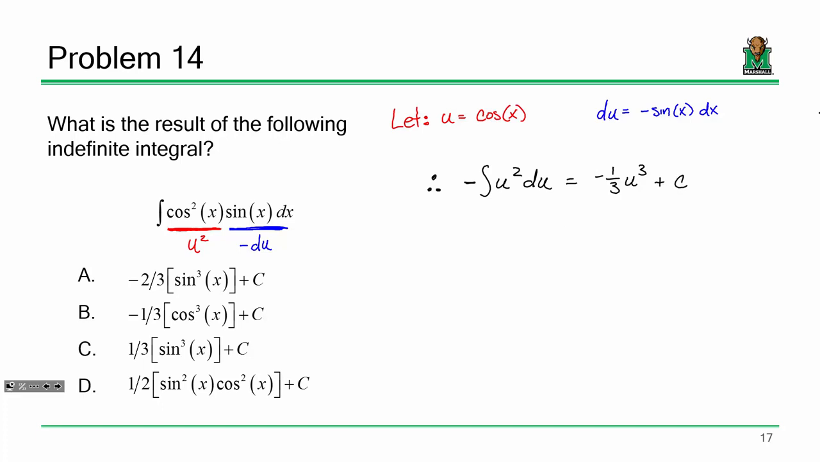And what is u? It's the cosine. So negative 1/3 cosine cubed of x plus c, and there's your answer. Not too bad, right? Again, pretty straightforward.